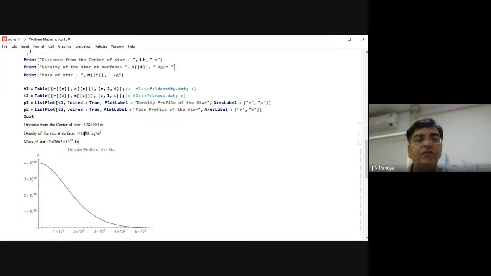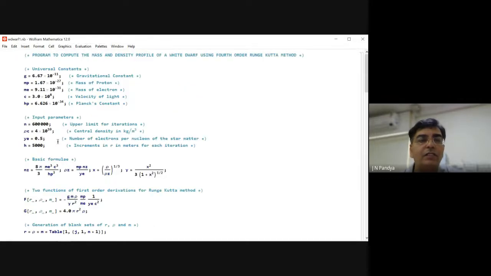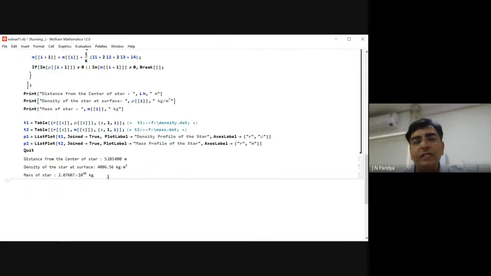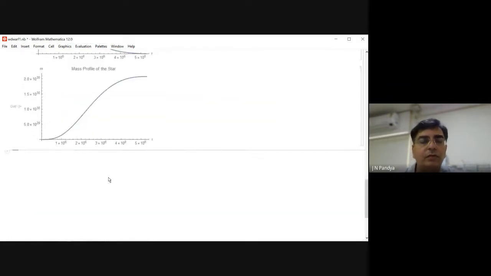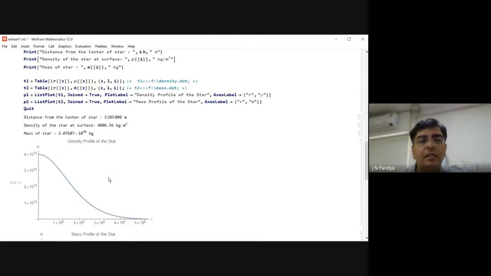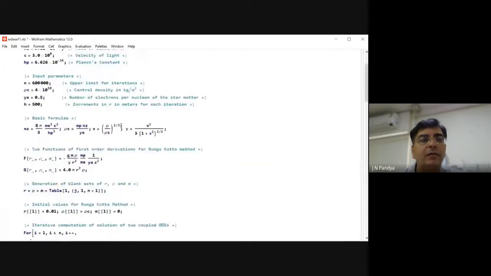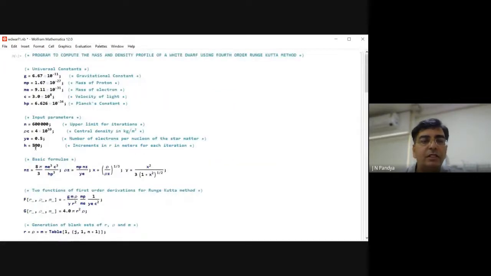That means we have to somehow tune our H so that this number turns out to be something very close to zero. This number is not going to change much as you go with this thing, right? So let us say instead of 5,000, I am giving 500, okay, and run the code. When I am running this code, it is giving me this output, right? So here it is giving me 4,000 kg per meter cube. Of course, 4,000 kg per meter cube is not that big, but still we can say, okay, it is that way.